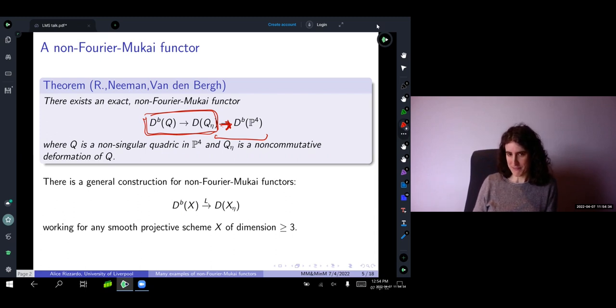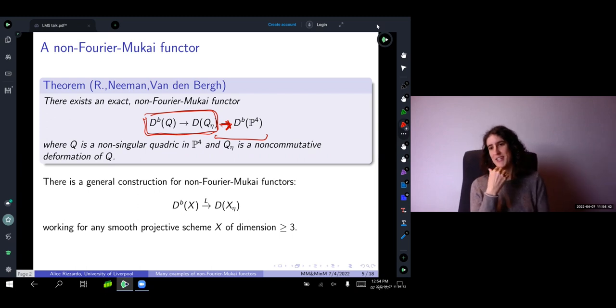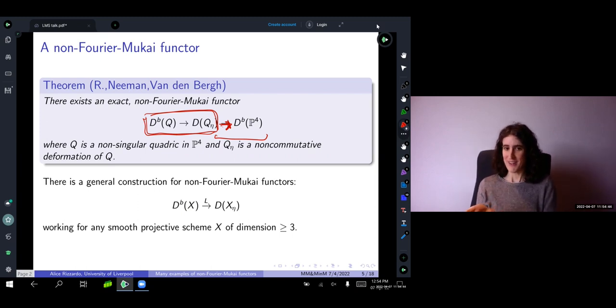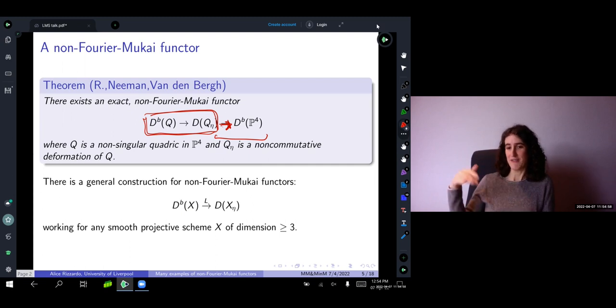But the claim that I would like to make is that most functors are actually non-Fourier-Mukai. So most functors between two smooth projective varieties are not so nice after all. And in particular, they can't lift to a functor between two enhancements.